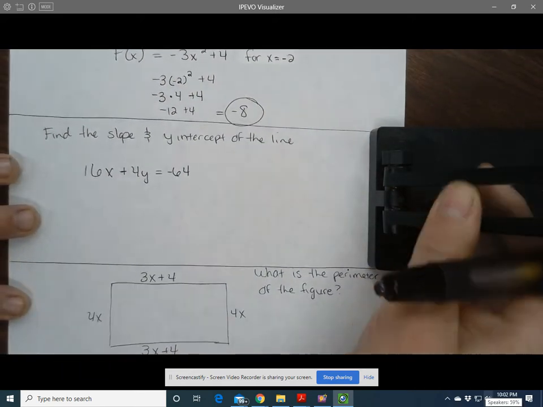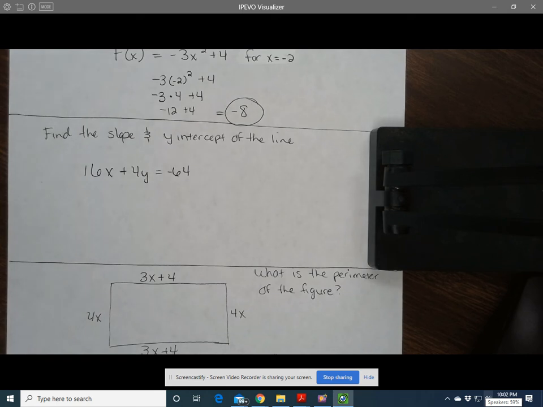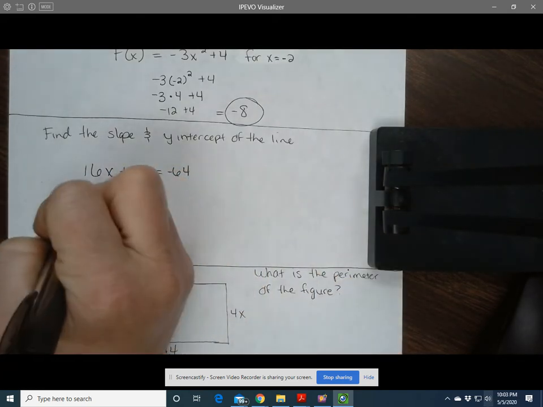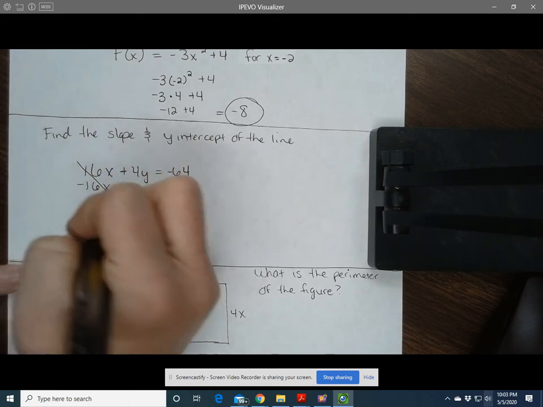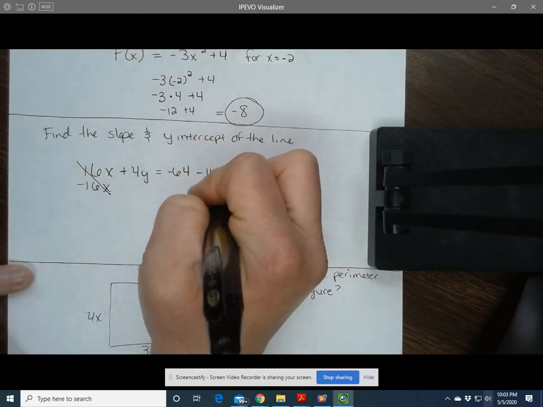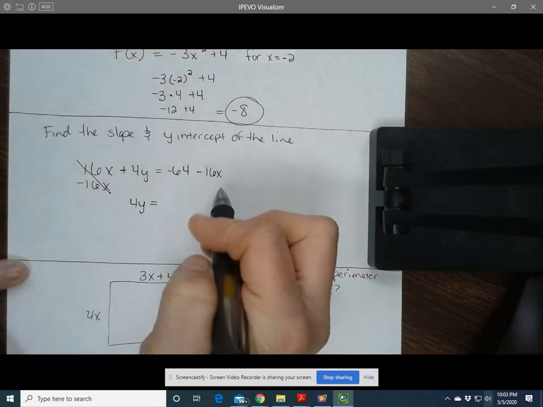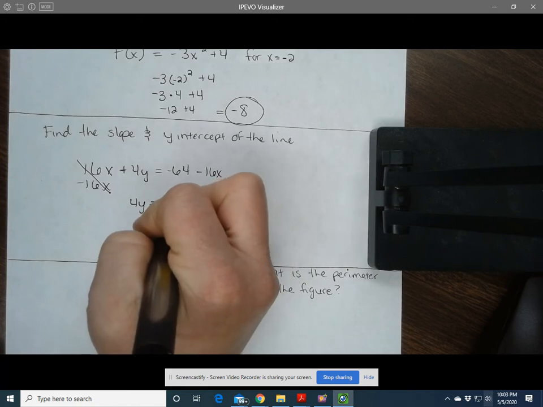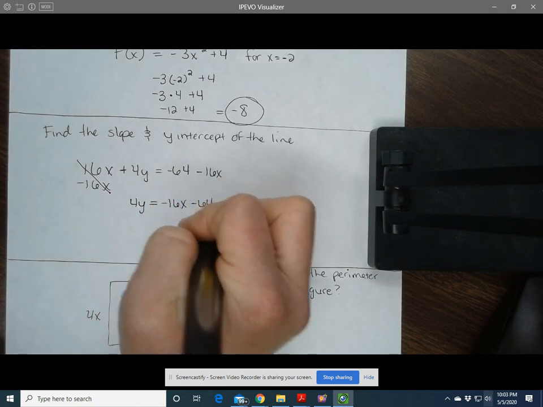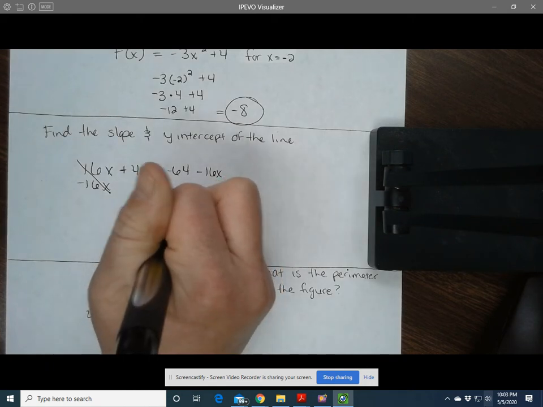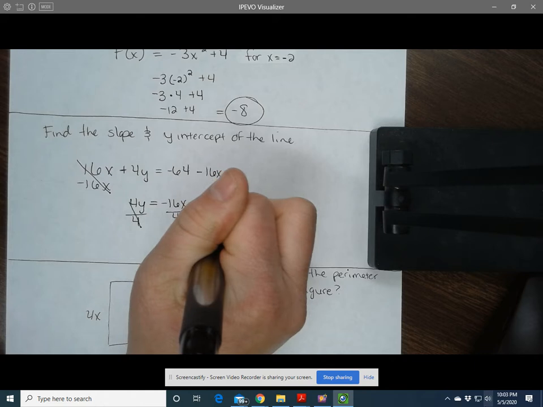Now, they may give you one like this. It says find the slope and the y-intercept of the line. You cannot find the slope or the y-intercept of the line unless you turn it into y equals mx plus b. Then it's right there for you. So I need to move my x. So I need to subtract 16x because I need to get y over here. So subtract 16x. So it leaves me with 4y equals. Remember, write it to where the x comes first. All right, so now I need to divide everything by 4 to get rid of that off of there. So divide by 4, divide by 4.